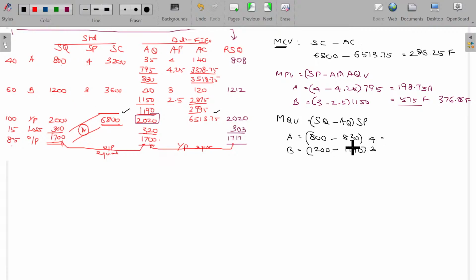30 units you consumed more for A, adverse, into 4, 120 adverse. Here 10 units you consumed less, so favorable, into 3, 30 favorable. Ultimate value being 90 adverse. If I add up these two, I'll get this value. Cross verify this.